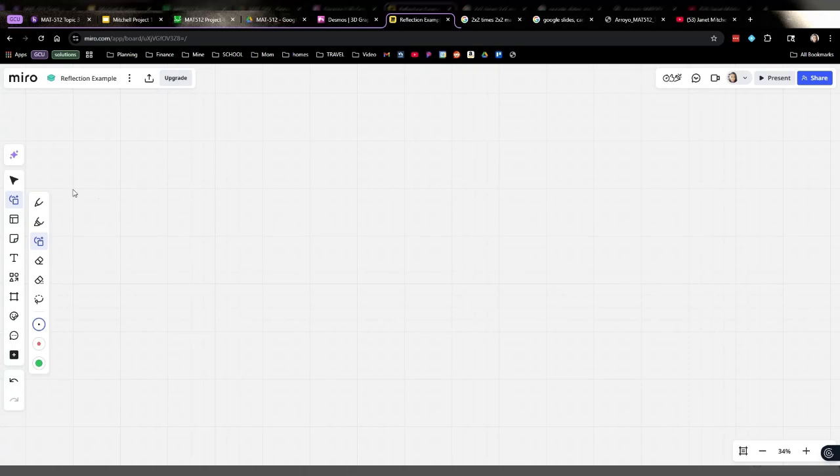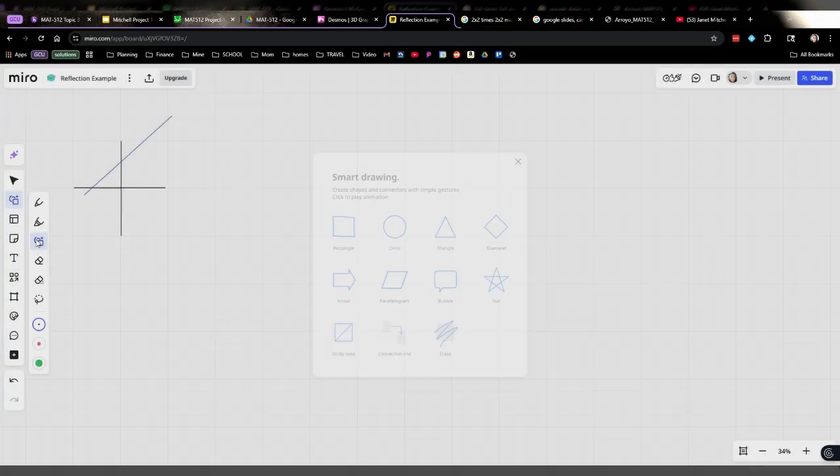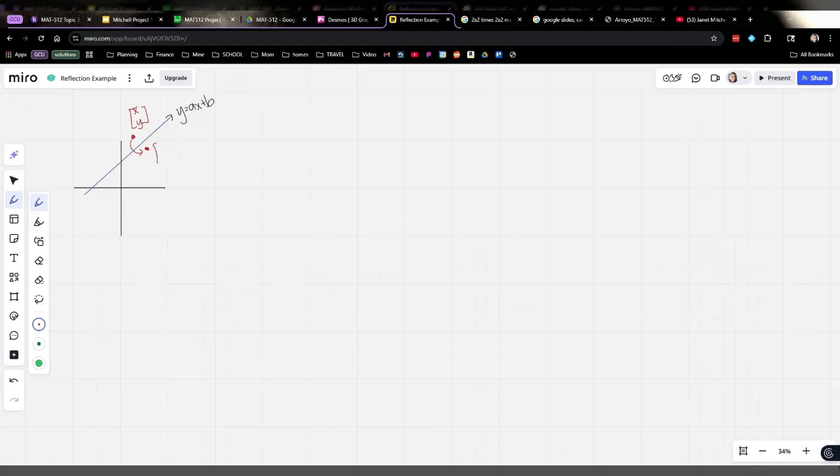My example today for my presentation is going to be reflecting a vector across a generic line. So here's my generic line, and I'm going to call that my y equals ax plus b. And I'm going to take some random spot here, and I'm going to reflect it over that line and put it here. So this is going to be my vector x, y, and it's going to find a new home over here at x prime, y prime.